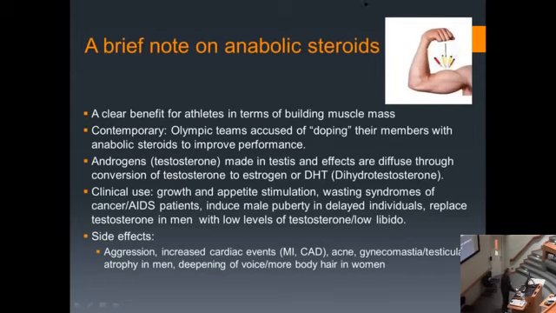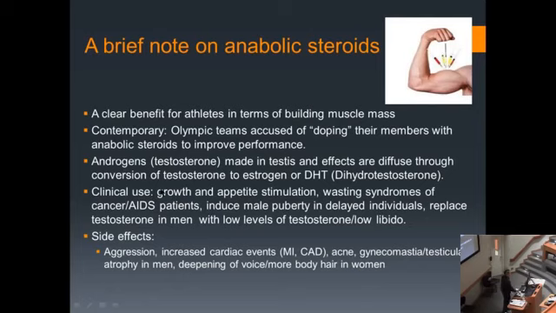And of course, we can talk about anabolic steroids. These are obviously different, and it's been shown to have a clear benefit in patients in terms of building muscle mass. Obviously, the Olympic teams, some of them were accused of doping their members with some of these steroids to improve performance, say that 10 times fast. And of course, androgens, i.e. testosterone, made in the testes, basically gets converted to estrogen or DHT.